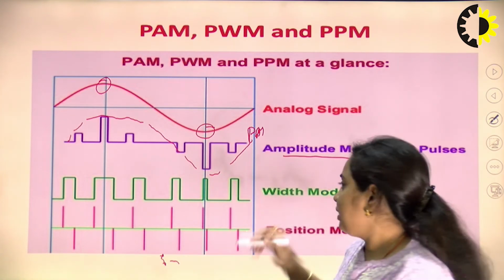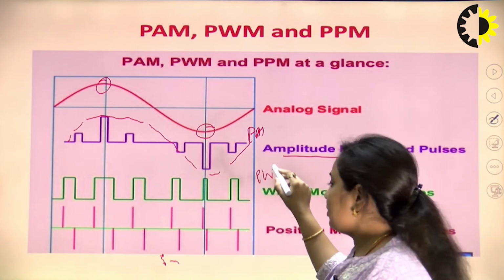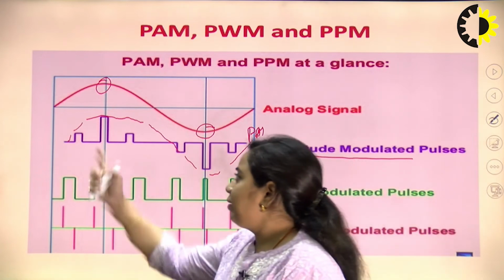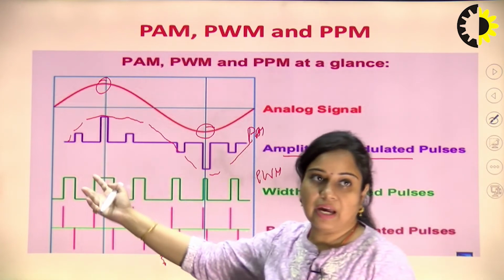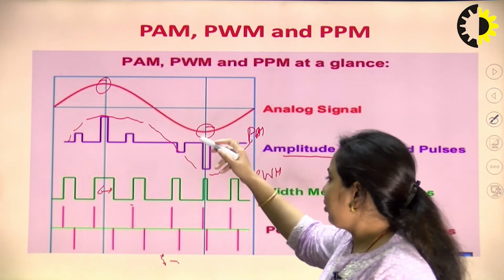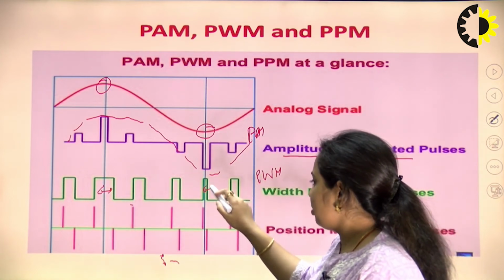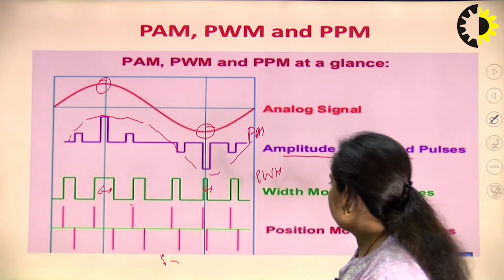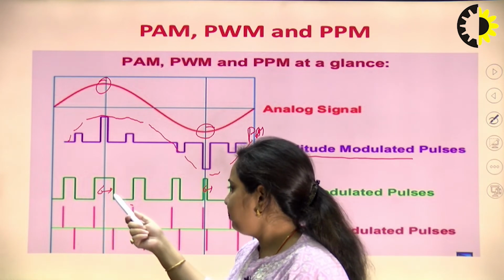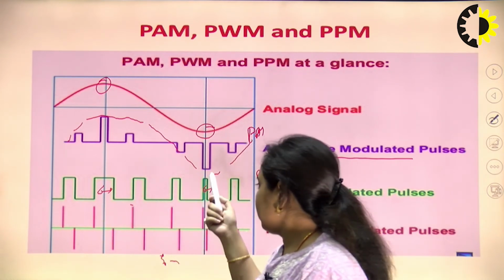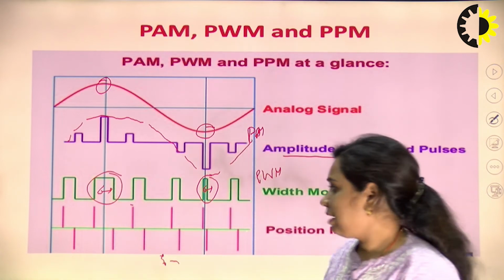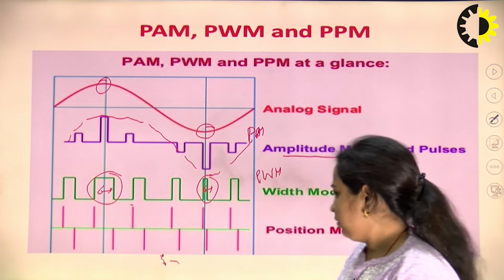Next comes the PWM. PWM is pulse width modulation. In this case, wherever the amplitude is higher we have to increase the width of the pulse, and wherever the amplitude is very minimum we have to reduce the width of the pulse accordingly. So, this is how pulse width modulation will work: the increasing pulses will be there, this will be the minimum width, and this is having the maximum width.